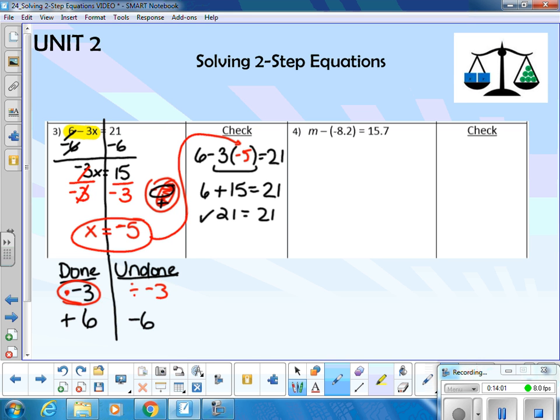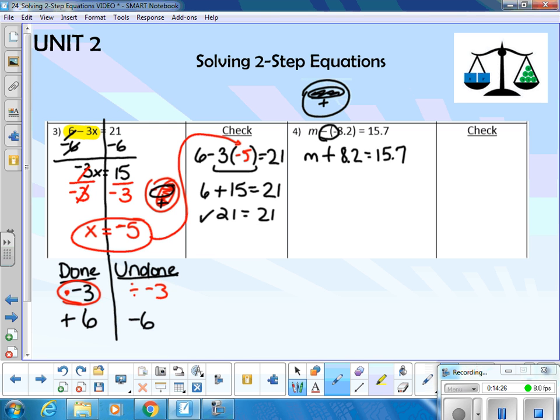All right, look at number 4. Number 4 looks a little bit tricky. I don't want you to get upset or get worried. All we have to do, our first step, is to get rid of our double signs. If we have a negative and a negative, cross those out, we're left with a positive. So now I have m plus 8.2 equals 15.7.